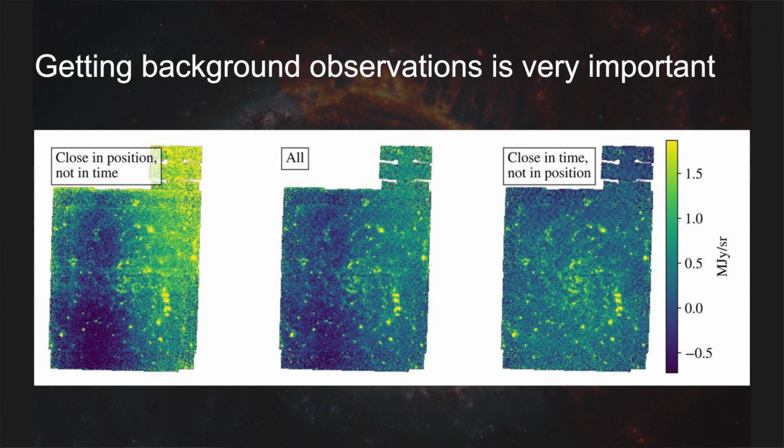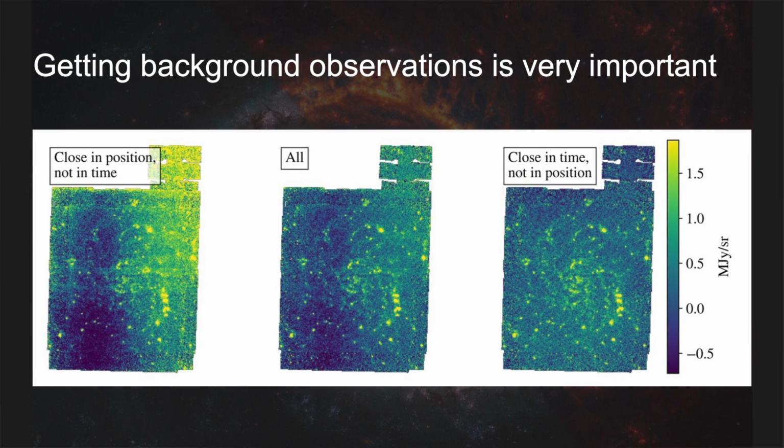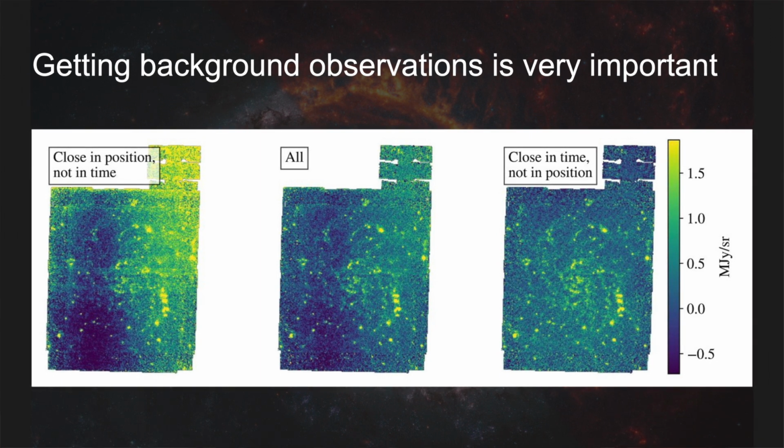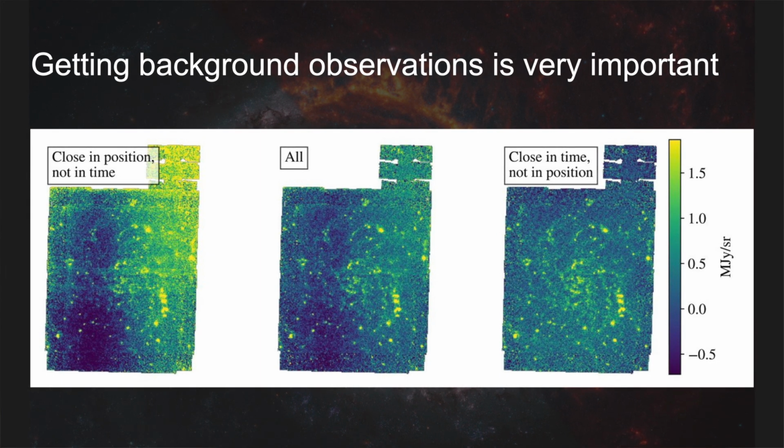So firstly, backgrounds. Our MIRI observations have dedicated background observations, which are required to remove thermal noise and scattered light from the data. These are required in parallel with our NIRCam observations.